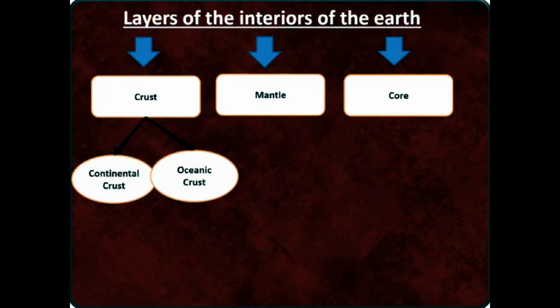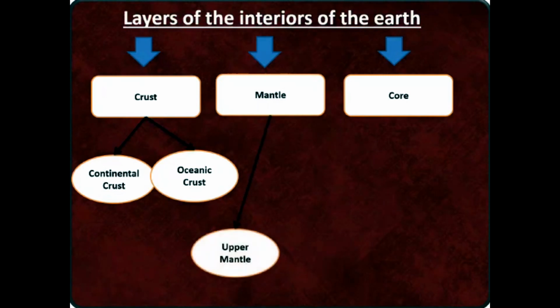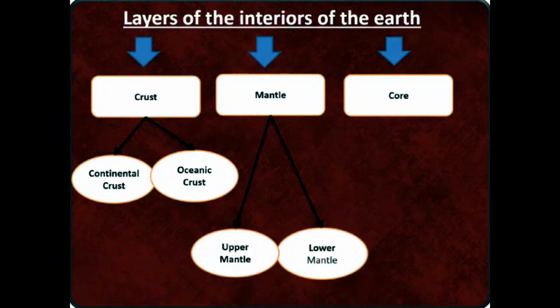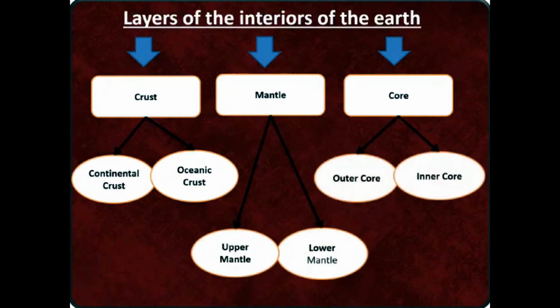Then we have mantle. The mantle, below the crust lies the mantle. The mantle can be divided into two layers, that is the upper and the lower mantle. Then last we have the core. The core, the part of the earth's interior extending from the mantle up to the center of the earth, is the core. This layer can be divided into outer core and inner core.